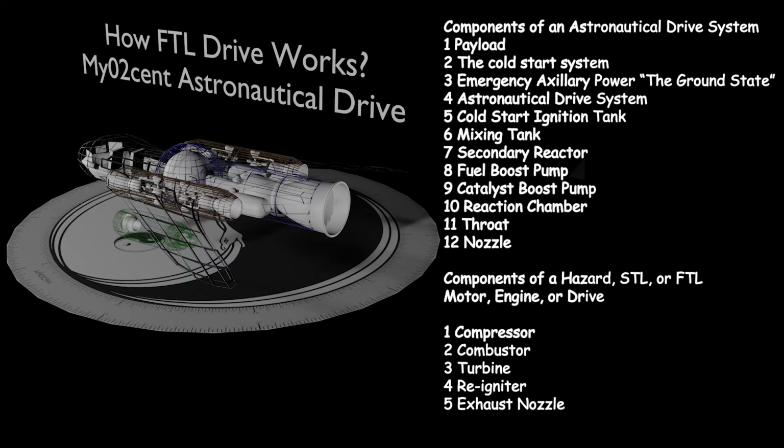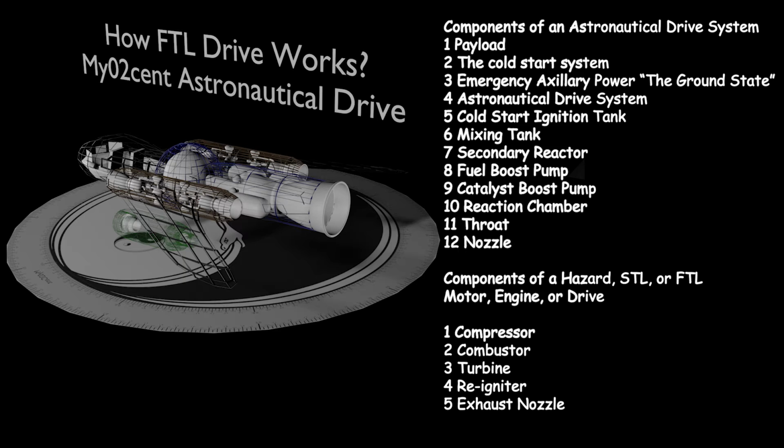A vehicle, vessel, or craft powered by an astronautical drive system has four primary parts. First is the payload. A payload can be anything from a satellite, a warhead, or a crew for space exploration. Second is the cold start system. This can vary. Most common components of the cold start system are fuel tank, batteries, and capacitors.